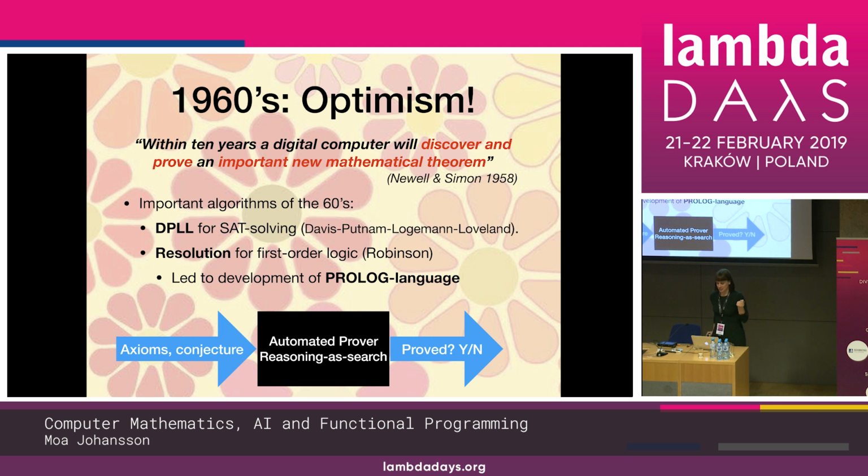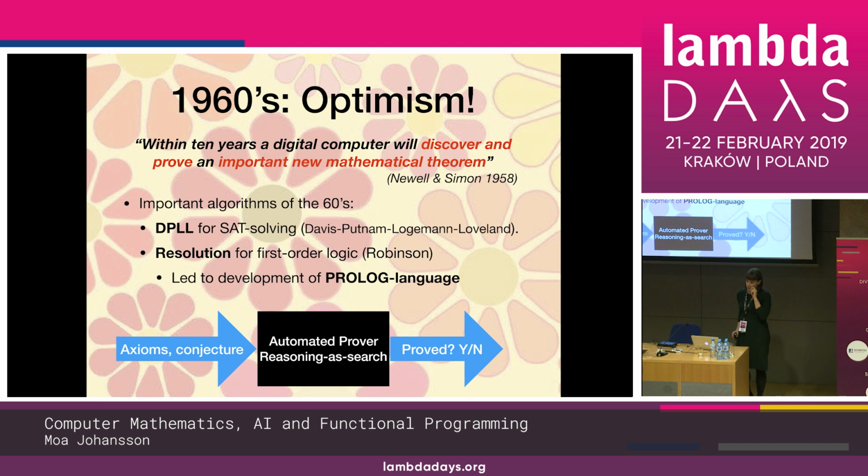Newell and Simon famously say that within 10 years, a digital computer will discover and prove an important new mathematical theorem. So there was a lot of hype at this point. A lot of belief that AI would do all sorts of things. We would have machines translating natural languages. Obviously, recognizing things in images was just around the corner. As we all know, it took a bit longer.